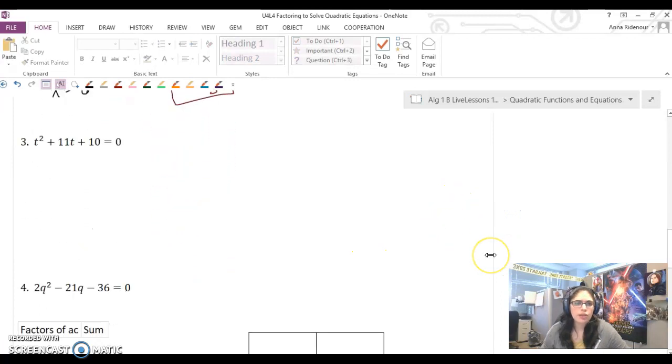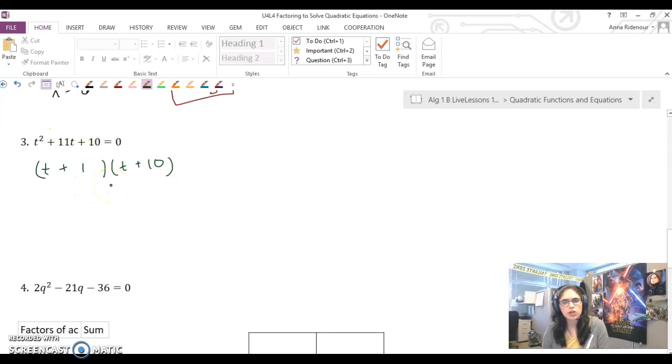All right, so now they're going to get a little bit tougher because we don't have this factored already. So I have to figure out how to factor it. And because I've had a lot of experience with this, I'm pretty quick at this. I know my numbers are 10 and 1 because I need two numbers that multiply together to be 10, add together to be 11. So I'm going to end up with t plus 1 and t plus 10. And so my numbers are 1 and 10, put it into my factors.